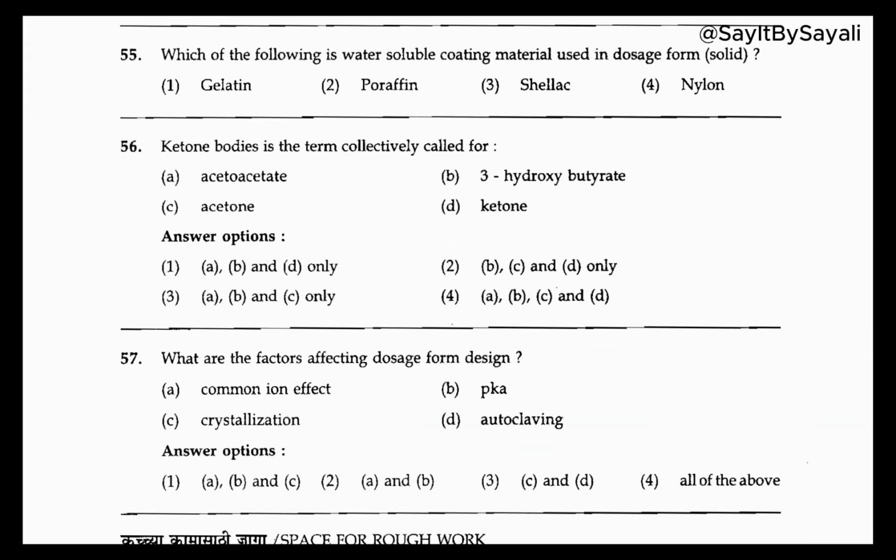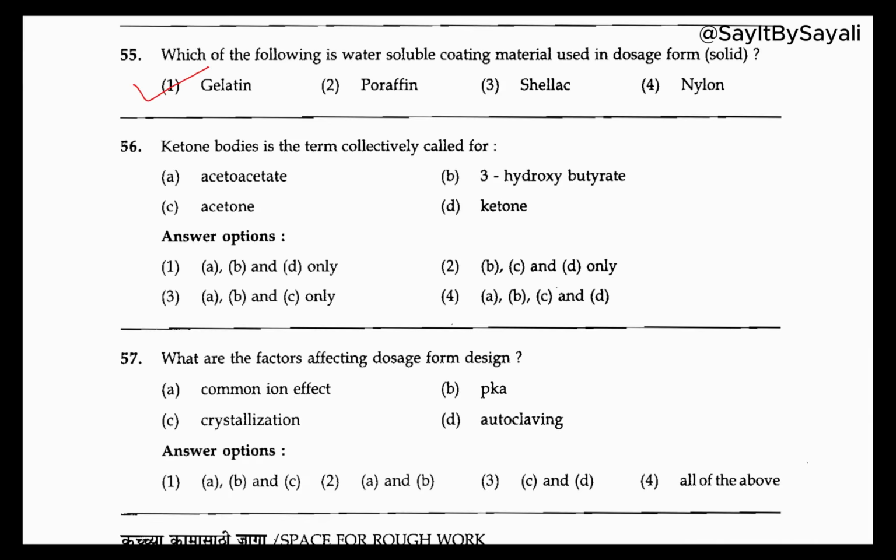Clear? Question number 55. Which of the following is a water soluble coating material used in the dosage form? 1. Gelatin, 2. Paraffin, 3. Shellac, and 4. Nylon. And the correct answer is 1, Gelatin. Gelatin is a common water soluble coating material widely used in solid dosage forms, particularly for capsules.